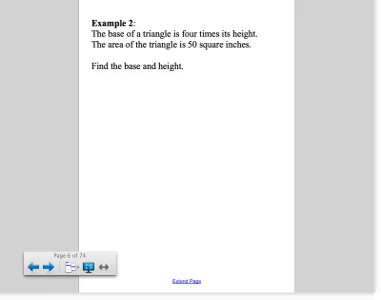It says the base of a triangle is 4 times its height. The area of the triangle is 50 square inches. Find the base and the height. As soon as you know you're talking about area of a triangle, A equals 1/2 BH. Plug in what you know. The base is 4 times its height. Okay, so if its height is h, then its base is 4 times the height.